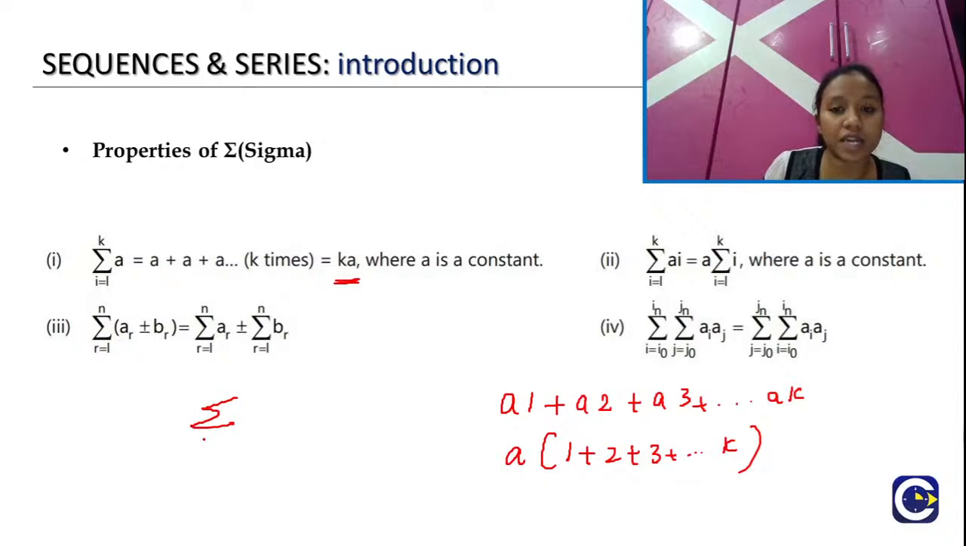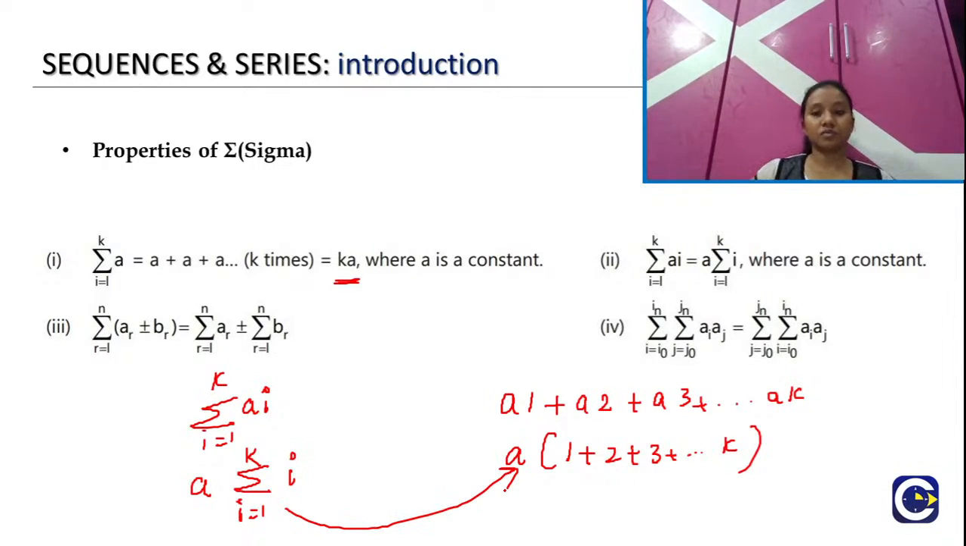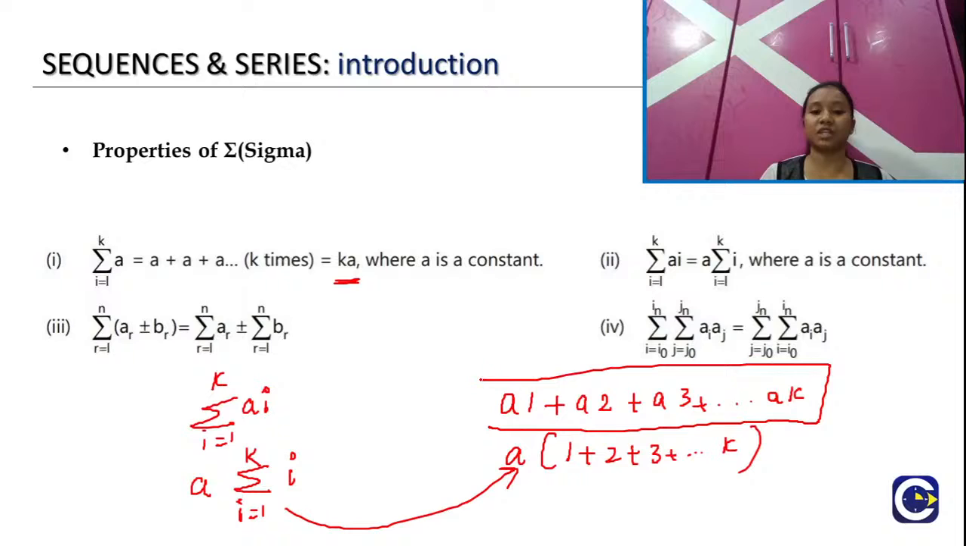That means in the sigma itself we can write that. So instead of writing sigma i equal to 1 to k of A i, as A is a constant, we can pull this A out of the sigma and write sigma i equal to 1 to k of i, which is nothing but the same thing. Whenever we are having any constant like this, we can directly separate it in the sigma itself without doing this entire expansion. Right.